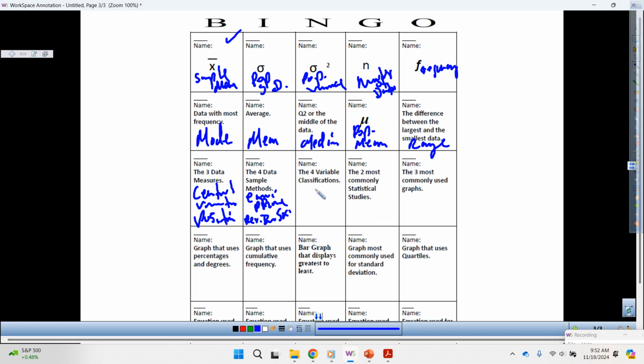4 variable classifications: nominal, ordinal, interval, and ratio. Two most commonly used statistics. On this one, I could have taken experimental and observational. Three most commonly used graphs. There's a bunch of them that you could have mentioned. I could have taken any of them, but which ones have we been using the most?